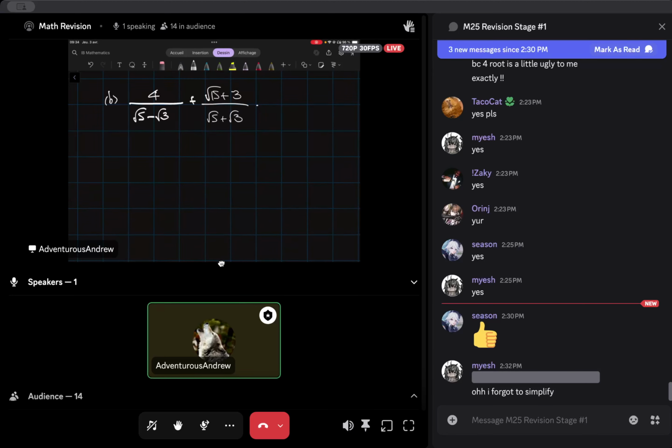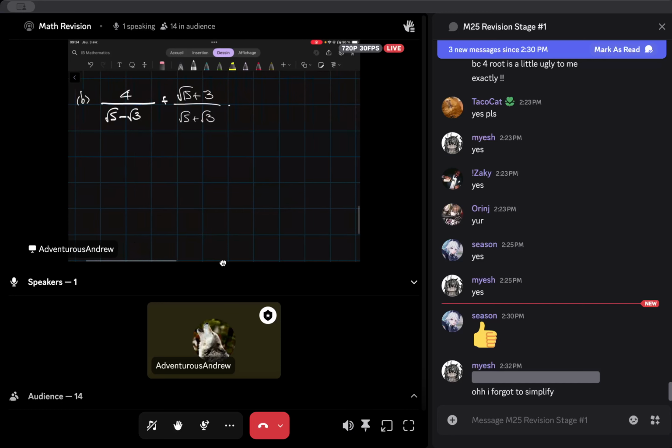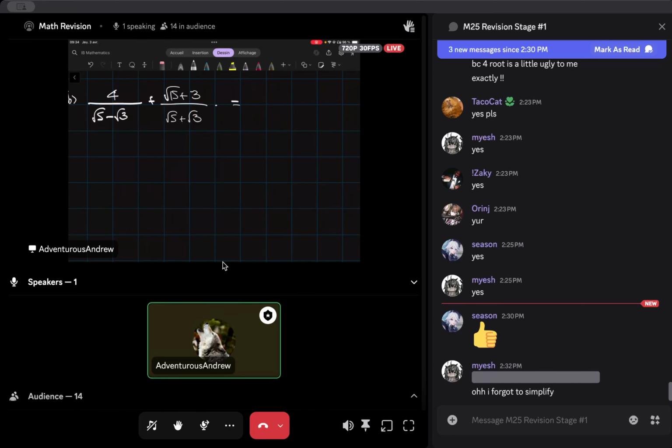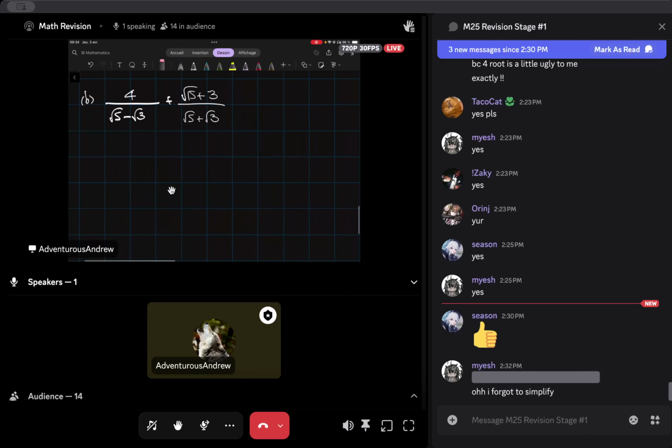There are a lot of ways to go about this part. Some are faster than others. One option you can do is combine the fractions. This is probably the slowest way. I would not do that. I would treat the two terms separately.